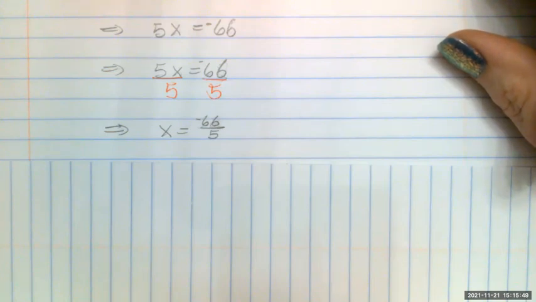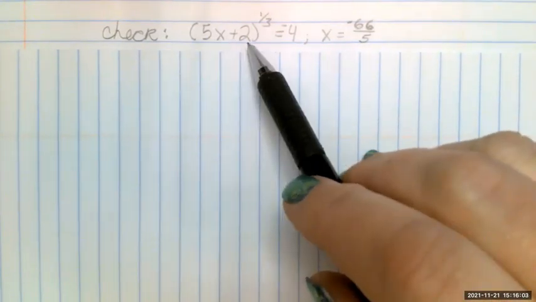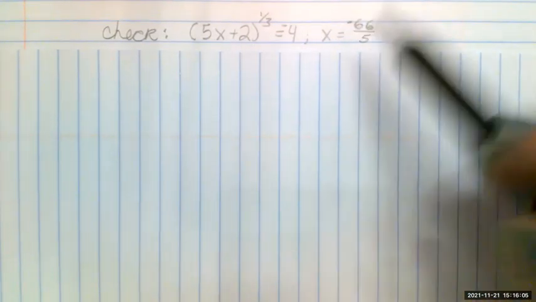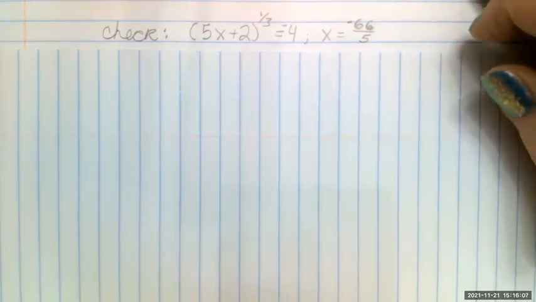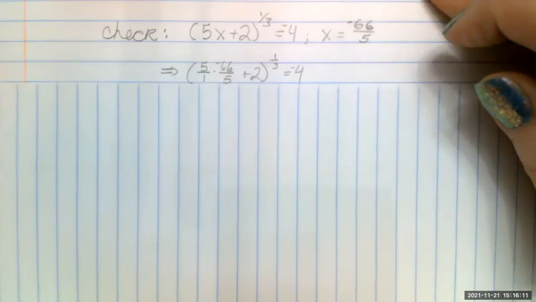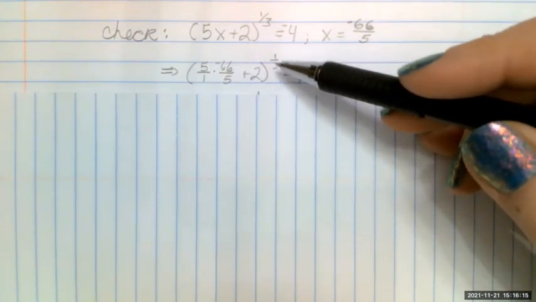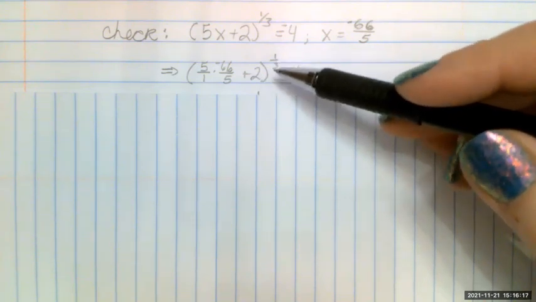I have one answer. This one answer I need to check. Here is our original problem. This is what we found. X is negative 66 over 5. All right. From this original problem, you can leave it as exponential form, or you can change it to a radical right away. I just chose to leave it.